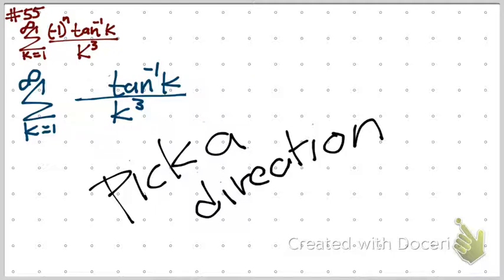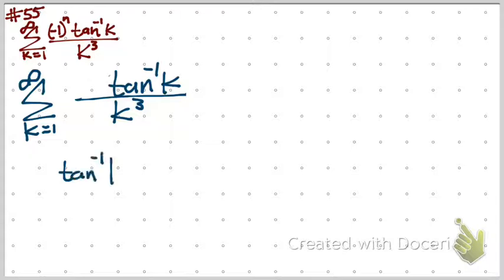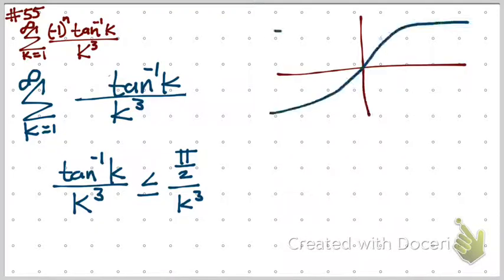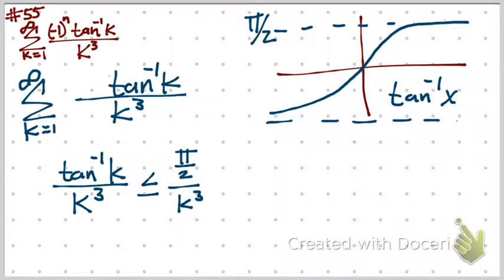But then you say, hey, wait, what does that look like? That looks like the inverse tangent of k. What part bothers you? It's that tan inverse that bothers you. So make it explode. That's going to be less than or equal to pi over 2 divided by k to the third. Because why? The inverse tangent is bounded above by that guy. So the tangent inverse is bounded above by pi over 2, so that expression is true.